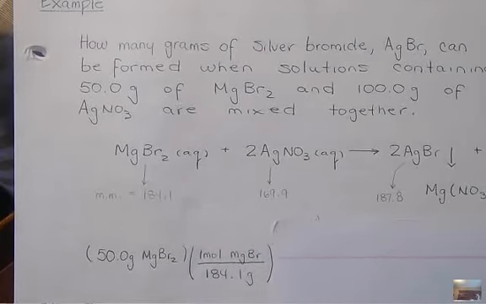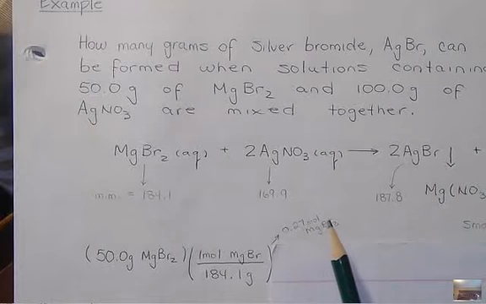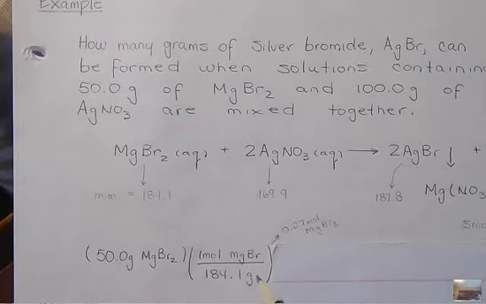Okay? So that looks like that. If I would get off the superhighway right there, 50 divided by 184.1 would give me 0.27 moles of magnesium bromide. But I'm not going to get off. I'm going to keep going. Next step. Once I'm in, grams cancel out.